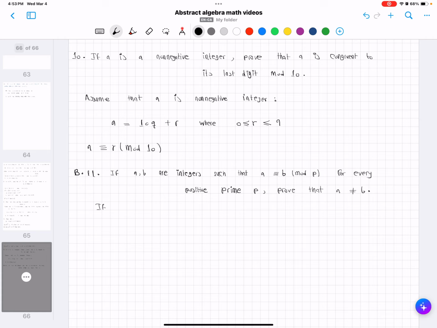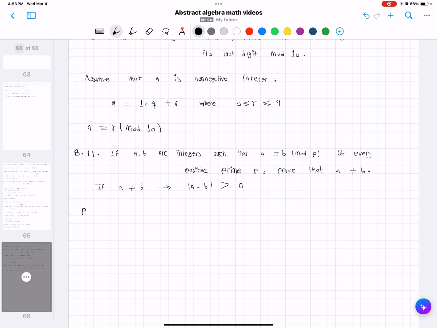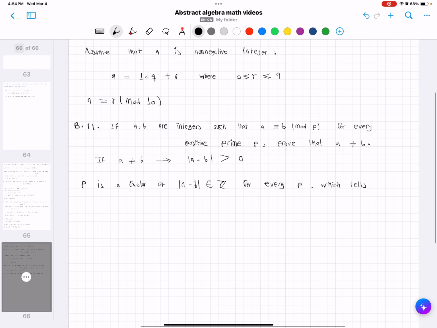So if A is not equal to B, then this tells you that A minus B is nonzero, and we have that P is a factor of the integer A minus B, which belongs to Z, for every P. For every P, which tells you we cannot write A minus B as a product of finitely many primes, which contradicts the prime factorization theorem.